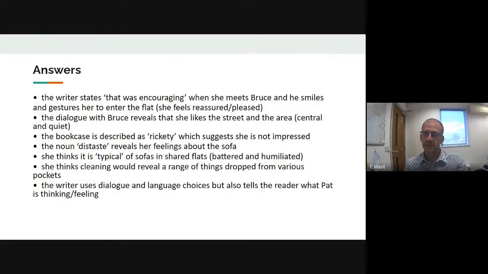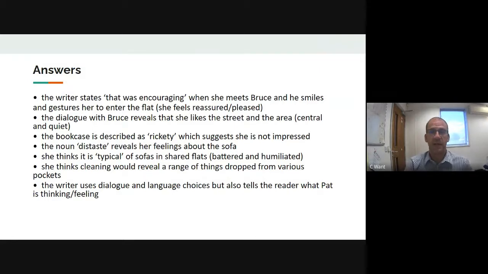The answers are here in these bullet points. You can see you don't need much explanation. What you do need is clear points with an adjective about how she is feeling. She is not impressed. She feels a bit humiliated. She feels silly. With a quotation, and then on a couple of them, a brief explanation. The writer states that was encouraging when she meets Bruce and he smiles and gestures to enter the flat, because this shows she's reassured and pleased.